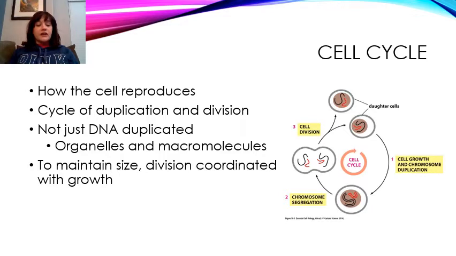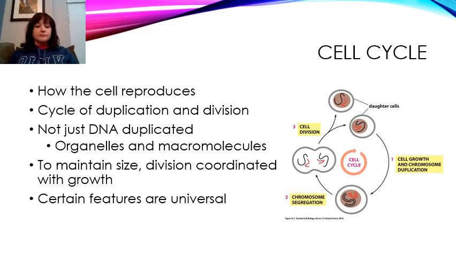Another thing to think about is that division is coordinated with growth. What I mean by that is that every time a cell divides in two, each resulting cell is half the size of the original. And so the cell needs time to grow back up again in size before it can divide again. Otherwise, each cell will just get smaller and smaller. And so the cell has to check and see, have I grown large enough? Am I ready? Do I have everything made that I need in order to actually divide again? And so there are cell cycle checkpoints that help to coordinate growth and cell division.